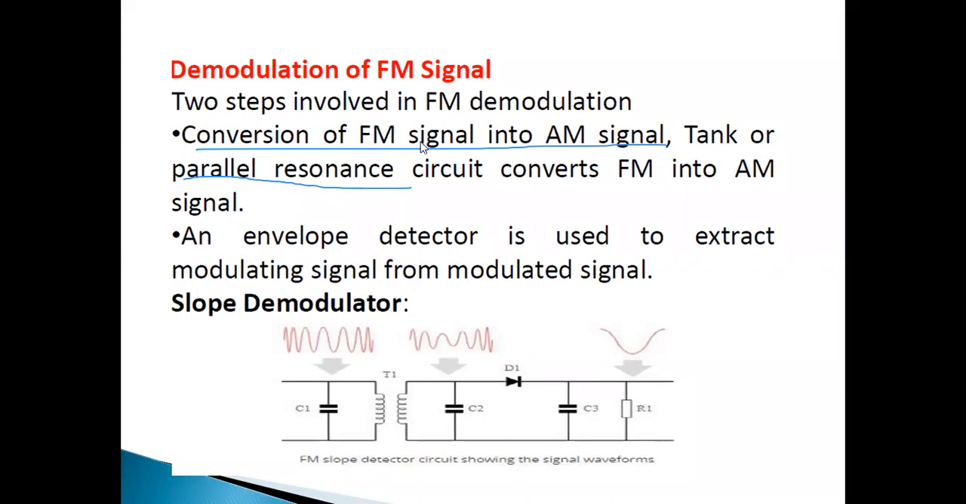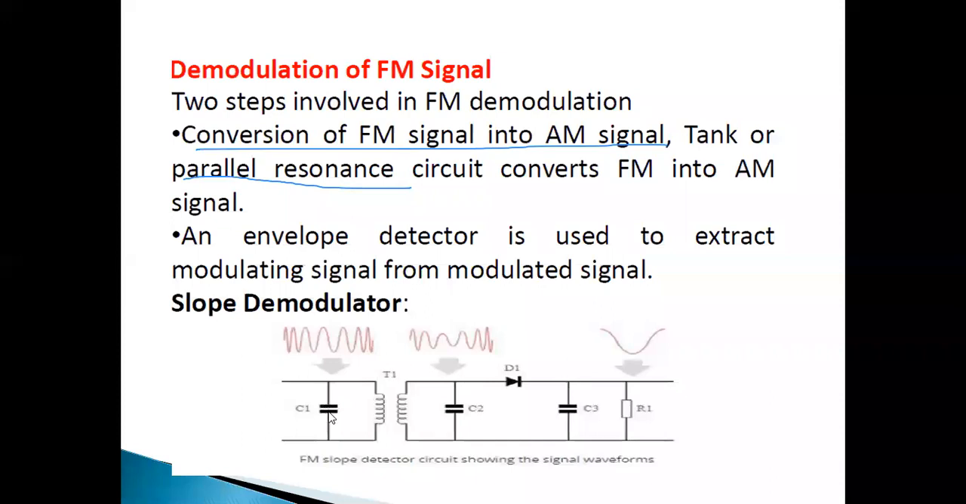So how to convert the FM into AM? By using one circuit, which is called the parallel resonance circuit. The parallel resonance circuit is used to convert the frequency modulated signal into an amplitude modulated signal. Very important point in competitive examinations. So the answer is by using a parallel resonance circuit.